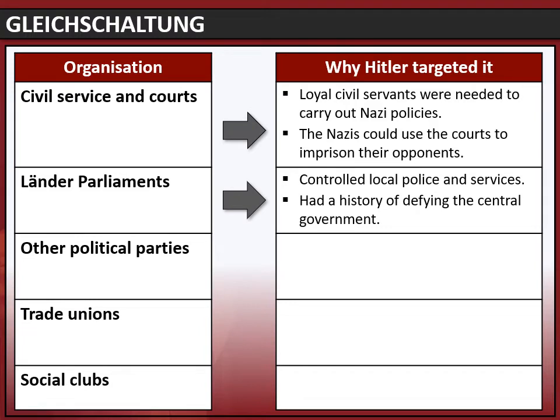Hitler wanted to take the Länder parliaments under control because they had important powers. They controlled local police and services. Hitler also needed to make sure that they were loyal to his government. After all, in the past, the Länder parliaments had sometimes defied the central government.